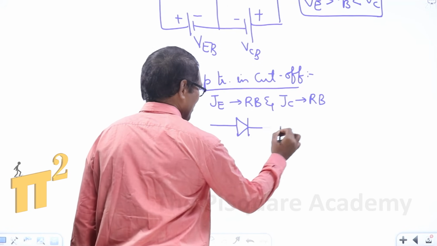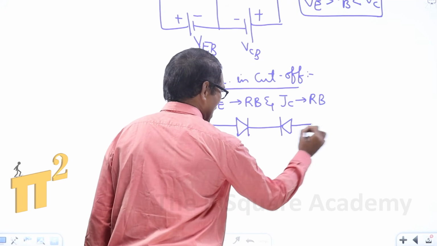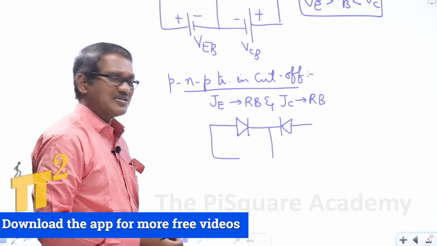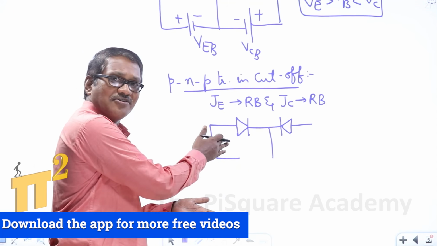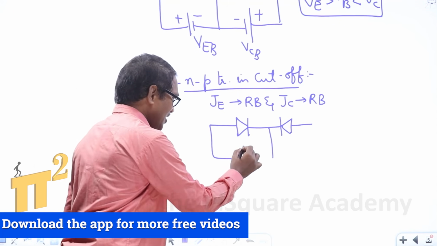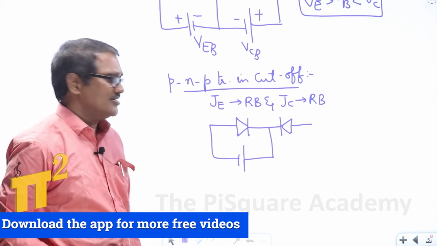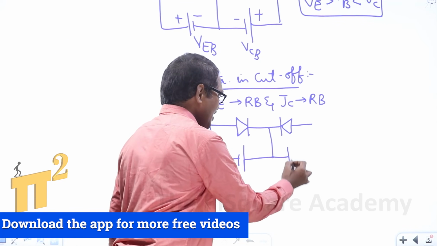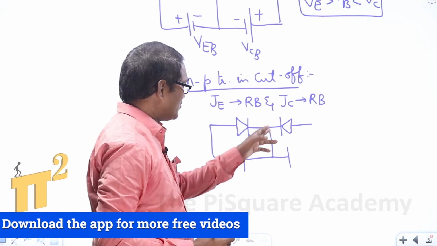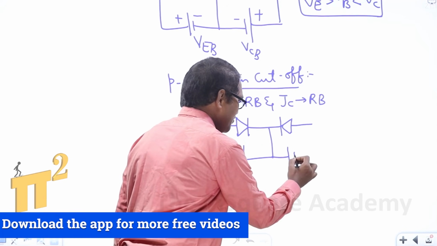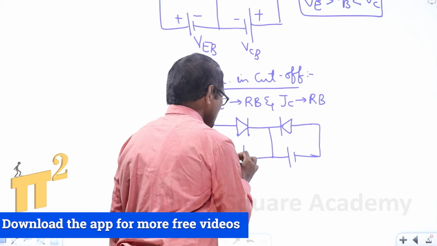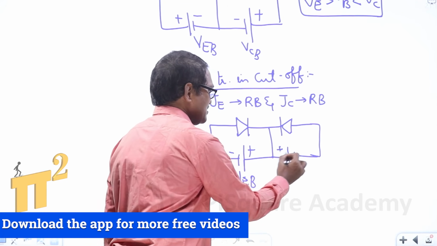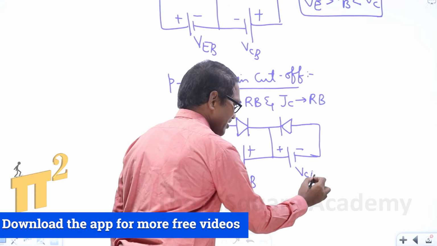So these are two diodes connected back to back. And this is how this becomes reverse biased, just by connecting the negative terminal of the battery to the anode and the positive terminal to the cathode. Similarly, how does this become reverse biased? By connecting the positive terminal of the battery to the cathode and the negative terminal of the battery to the anode. This is minus plus VEB and plus minus VCB.